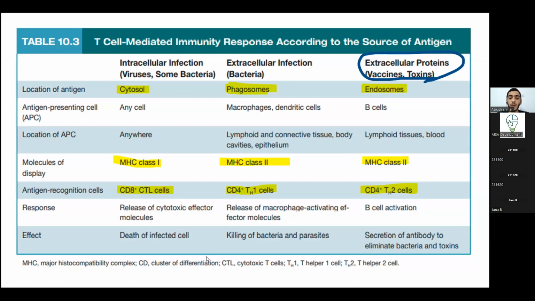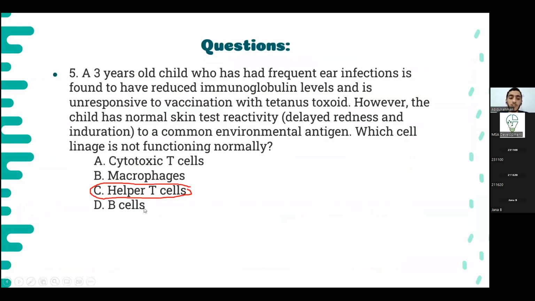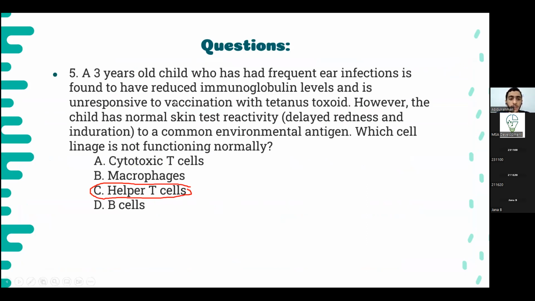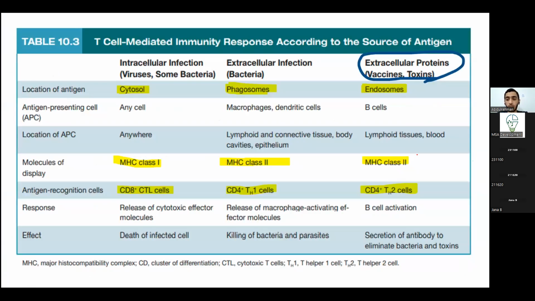Okay, so why exactly here is it not B cells, even though B cells do release antibodies? Because the thing is that there's only reduced immunoglobulin levels. Wait, 1 second. Yes, because it is normal skin test reactivity. Okay, so since it's normal skin test reactivity, I don't think it's going to be mentioned with you. I shouldn't have added this question since it's a little complicated, but what I wanted to focus on was the part that since it's a tetanus toxoid, it's going to be activated by the MHC class 2 cells, okay? Because toxins are activated by MHC class 2.